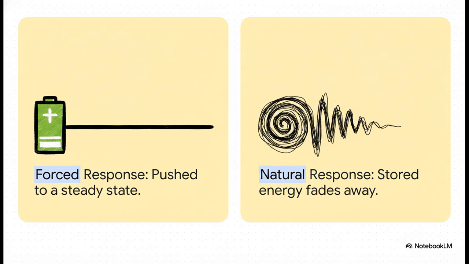Let's compare these two parts of our story. First, we have the forced response, which is the steady state the circuit is basically being pushed toward by an external source, like a battery continuously applying voltage. That is our final destination. On the other side, we have the natural response. This is the temporary transient state. It's the circuit's internal stored energy naturally fading away over time, which, as we know, is governed by our time constant, tau. It's basically the fading echoes of the past.